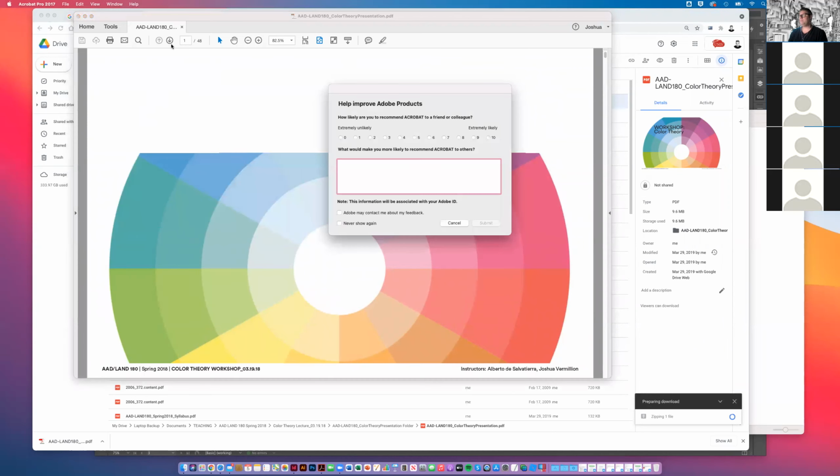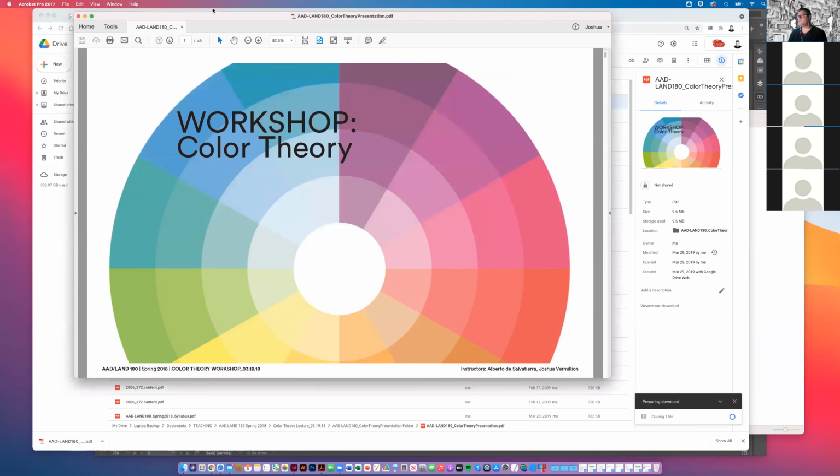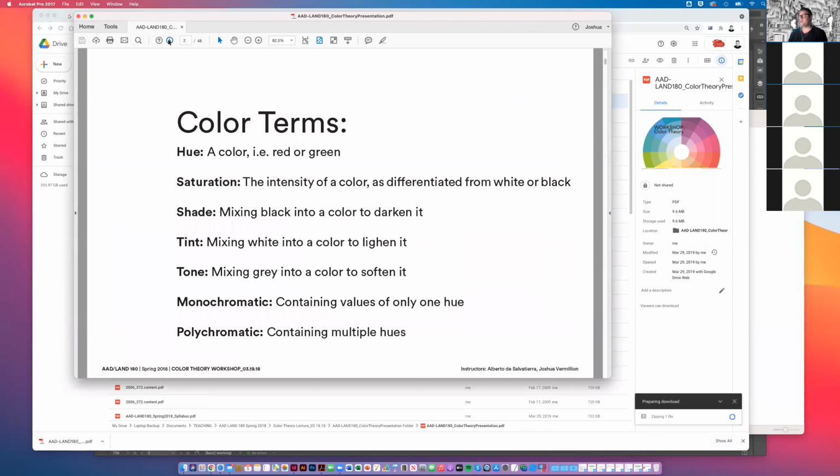Right, so color theory, right? Some color terms like hue, what we're talking about is the actual color value. So green is a hue, red is a hue, yellow, orange is a hue. Saturation is the amount of color, as differentiated from tints or whites and blacks. So when you shade something, that's when you're mixing black into it to darken it, right?